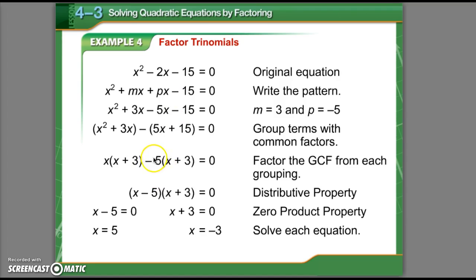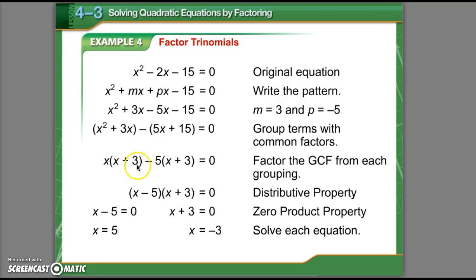What would I plug in right here? What number times x would give me this negative 5x? What number times positive 3 would give me negative 15? Hopefully you can see, if there's an x here, and this is negative 5x, that negative 5 would be the number that goes here.